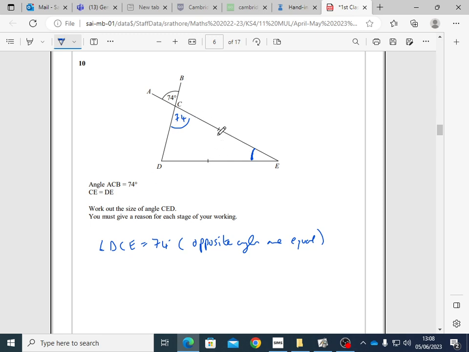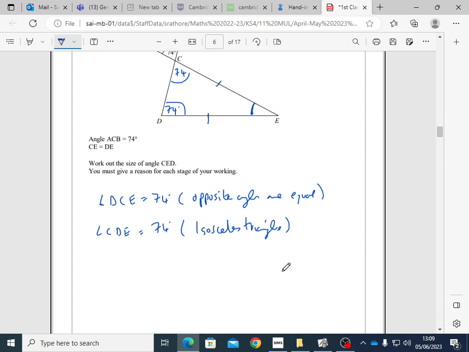Now, what can you tell about these two dashes? What does that mean? They're equal sides. If they're equal sides, you can draw a line of symmetry down the middle. That means that angle is going to be the same as that angle. So that angle is going to be 74. Now the reason you've got to put, first of all, angle CDE is equal to 74, and my reason is isosceles triangle. Okay, so I've got two reasons there.